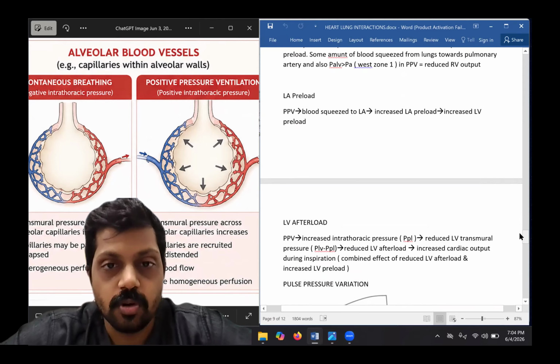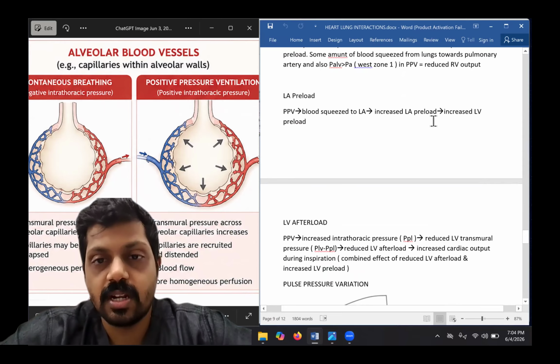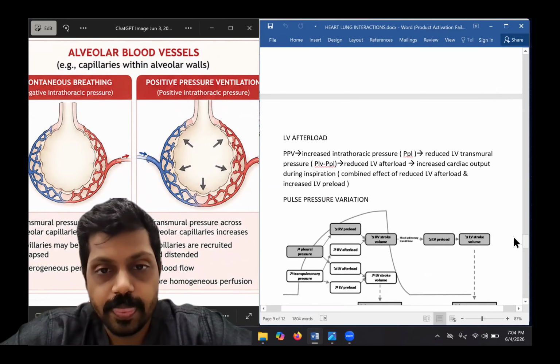Next, coming to left atrial preload. Similarly, with positive pressure ventilation, blood is squeezed to the left atrium, increasing left atrial preload and left ventricular preload. Next, coming to left ventricular afterload.